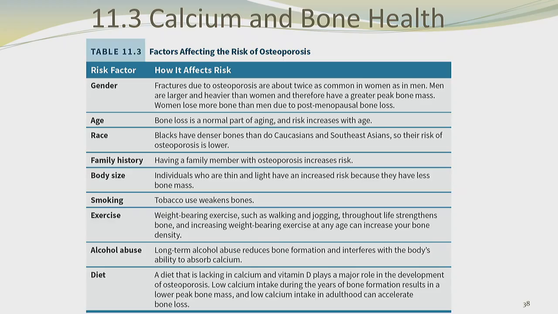With regards to the ones that cannot be modified, those are shown up here as well. Especially one I wanted to point out is family history. So having a family member with osteoporosis also increases one's risk for it as well.